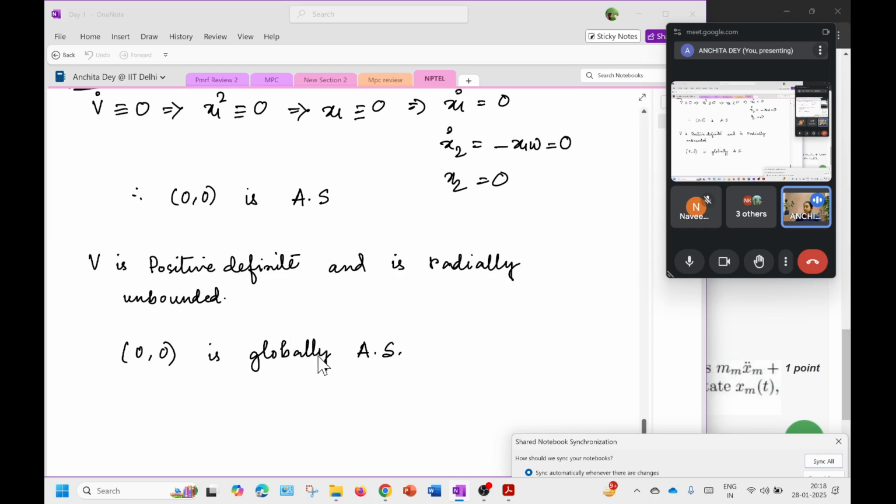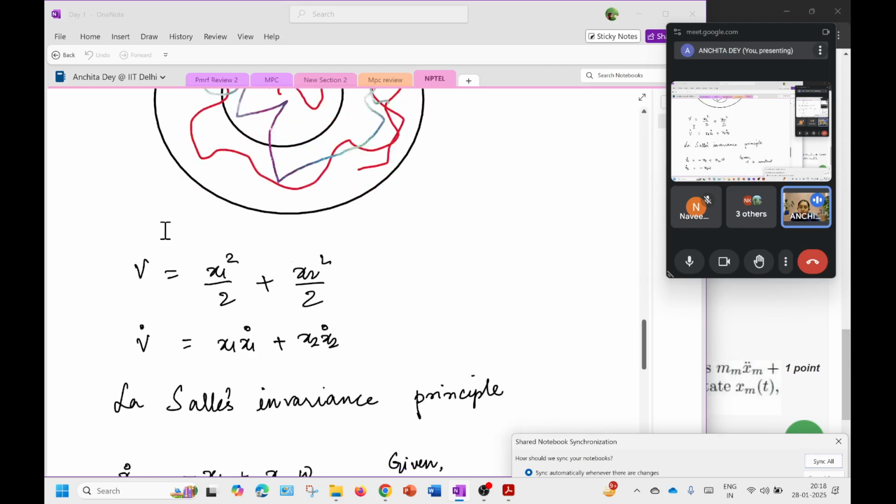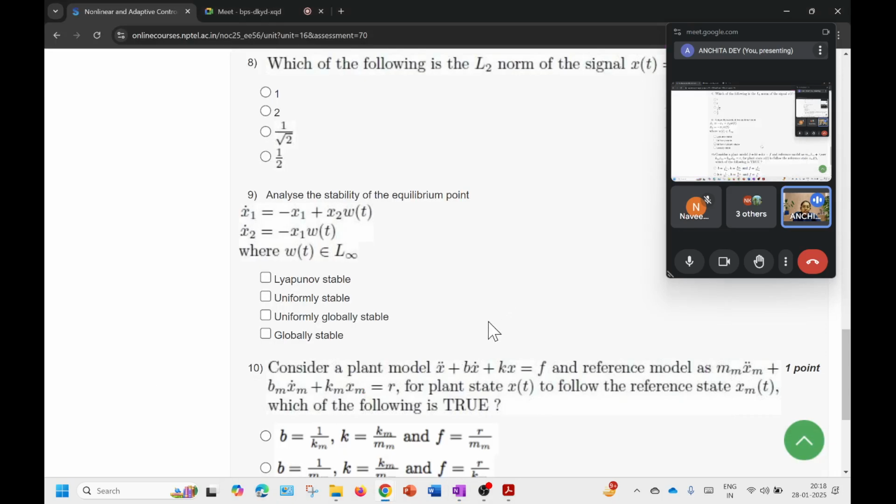But this was using LaSalle's principle, and we have it only for this example where W is constant. But in this very question that has been given to you here, W is time varying. So now you can't use LaSalle anymore. What you have to do is go through the Lyapunov-like lemma, which includes Barbalat's lemma itself. So if you can show that it satisfies the conditions of the Lyapunov-like lemma, what are those conditions?